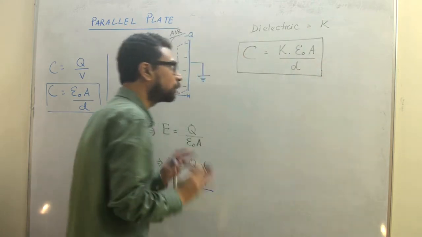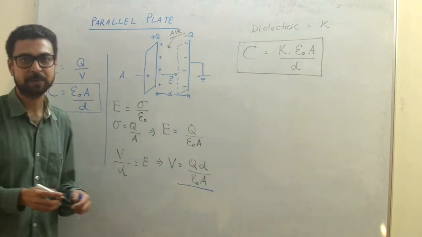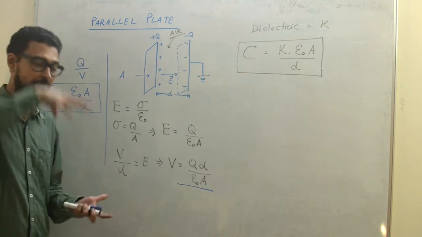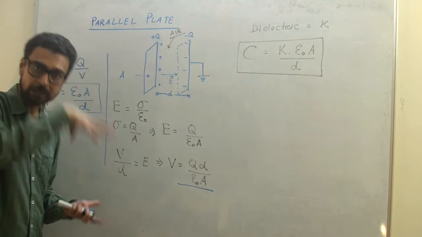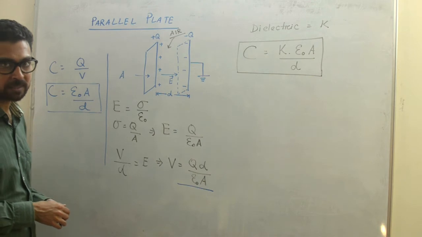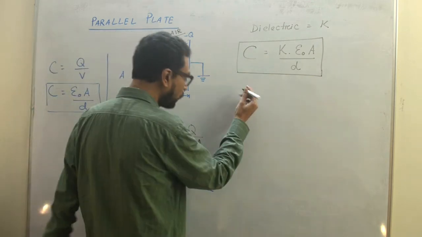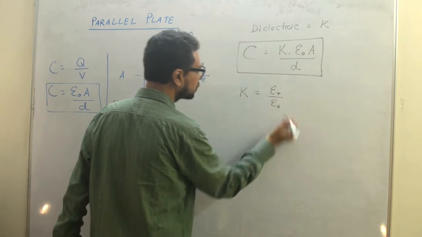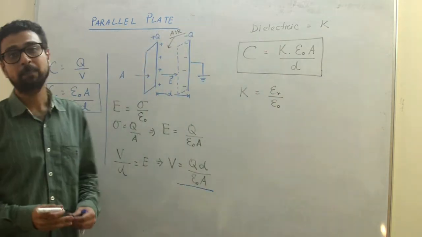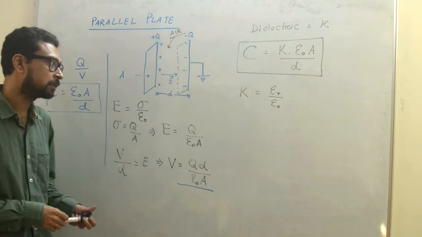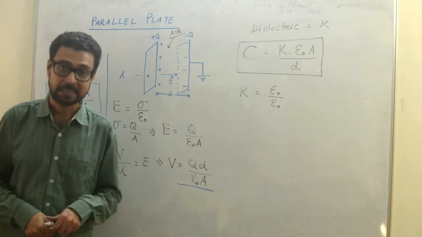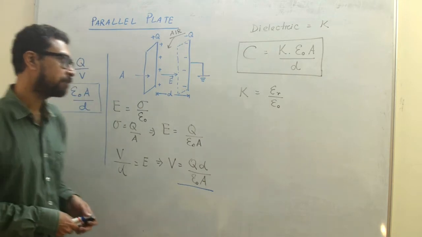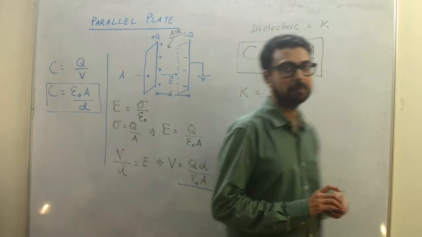Right now, you just know this much, that this is the expression for a parallel plate capacitor completely filled with a dielectric of constant K. By this time you know that K is epsilon R by epsilon naught, that is the relative measurement for a particular medium with respect to free space, and that is what we call K. Okay, so this is what we have in a parallel plate capacitor.